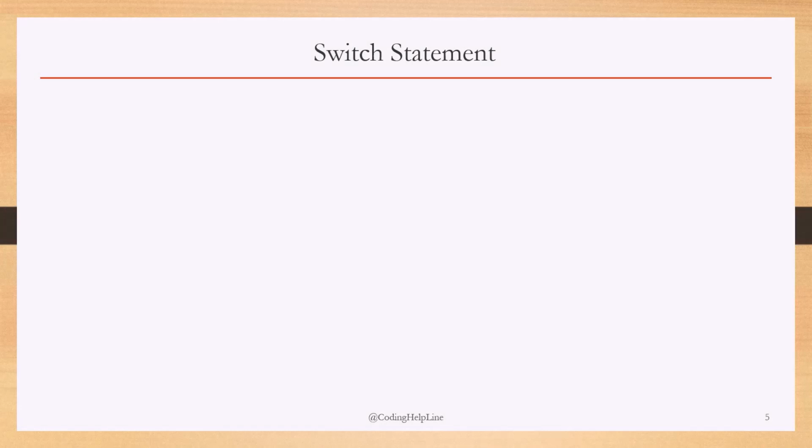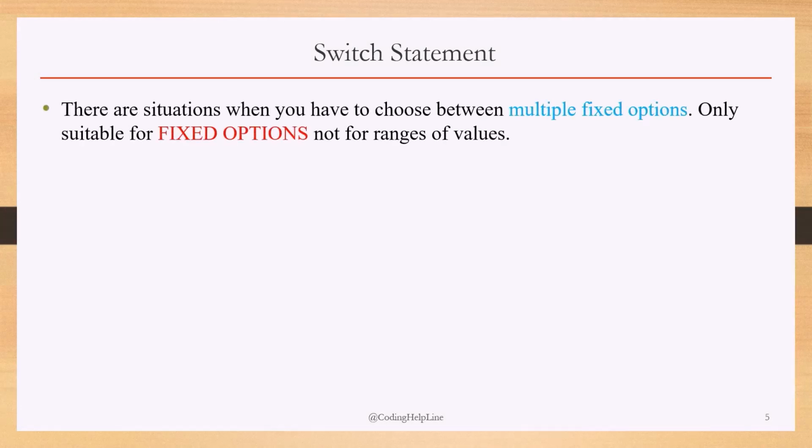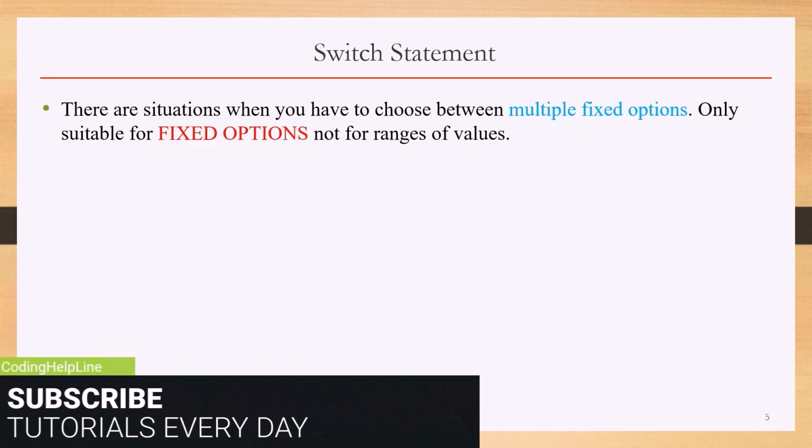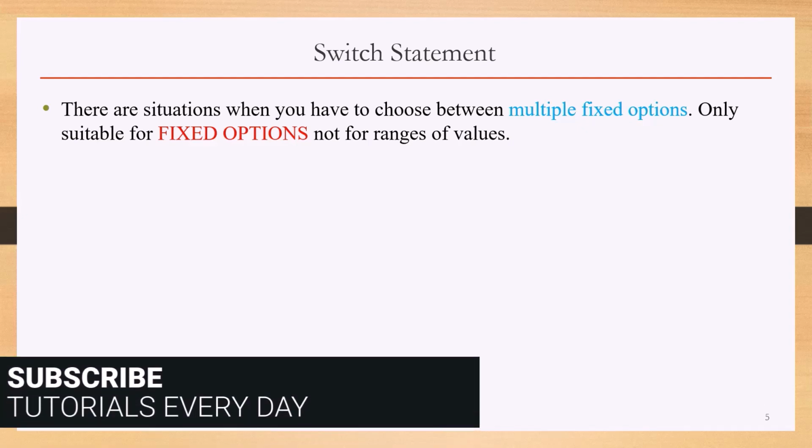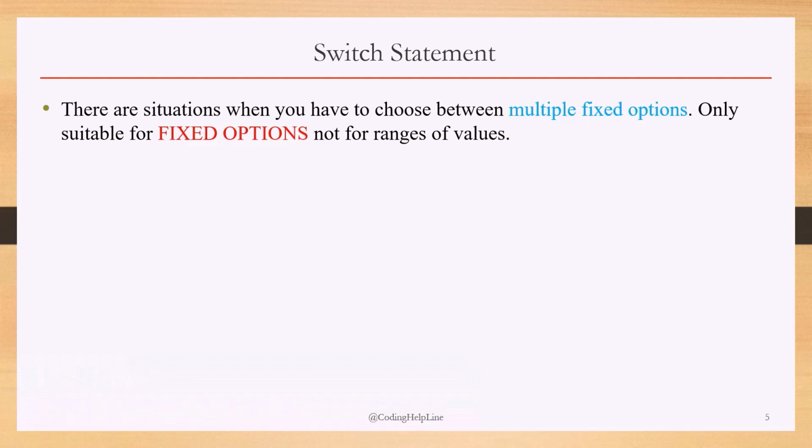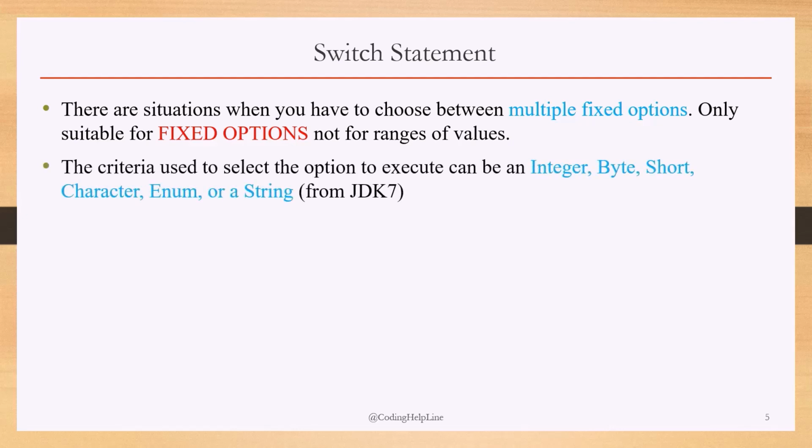And switch statement. Switch statements are used when you have to choose between multiple fixed options. They are only suitable for fixed options, not for ranges of values. If you are going to compare ranges of values, you have to use if-else statements. The criteria used to select the option to execute can be an integer, byte, short, character, enum, or a string. String was introduced in JDK 7 for switch statements.